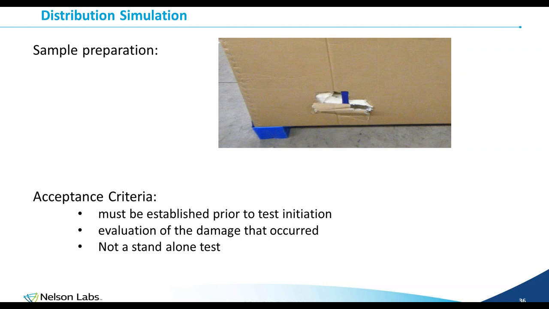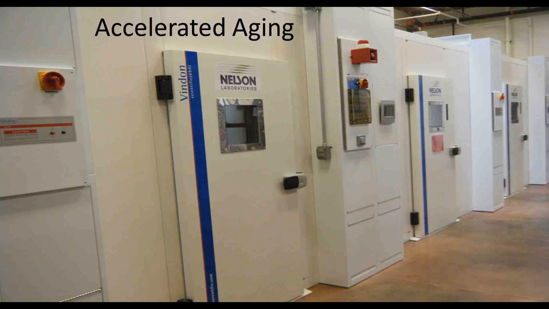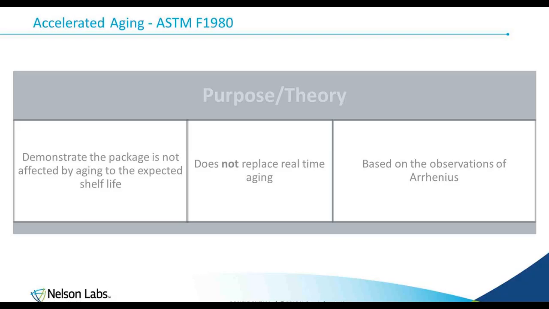And the last comment here says not a standalone test, so simply subjecting it to a distribution test alone is not enough. You have to evaluate the packages, and that's why you have the acceptance criteria in here. The next test we'll look at is accelerated aging.